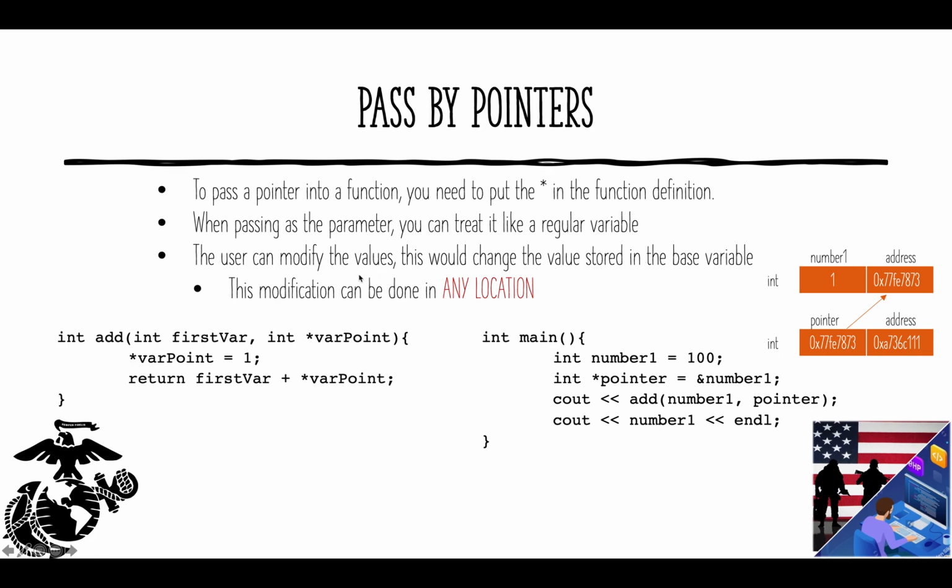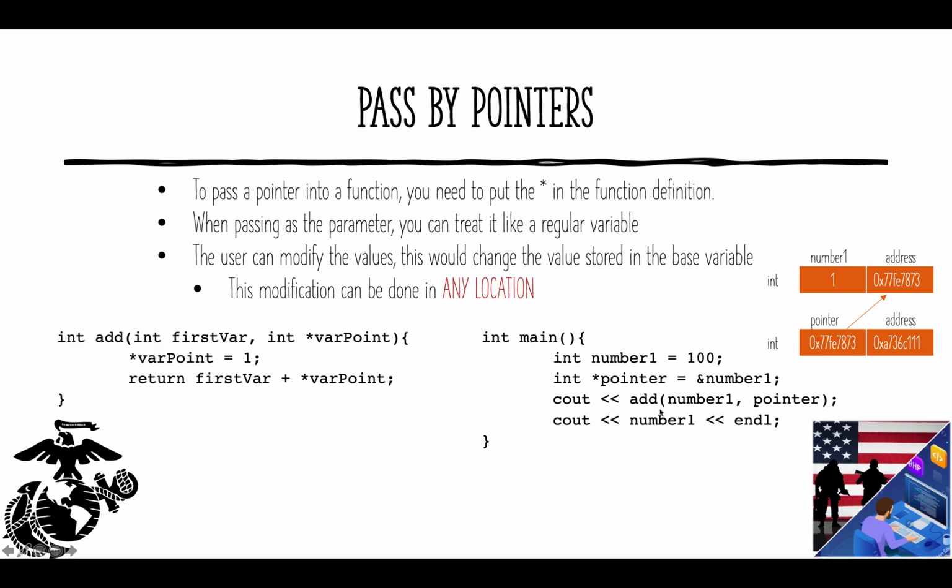And the user can modify the values, and this would change the value stored in the base variable, and this modification can be done at any location. So let's talk a little bit more. So we have our int number 1 equals the value of 100, and then I'm creating a pointer and assigning it to the address of number 1. So creating the pointer, it points to the address of number 1.